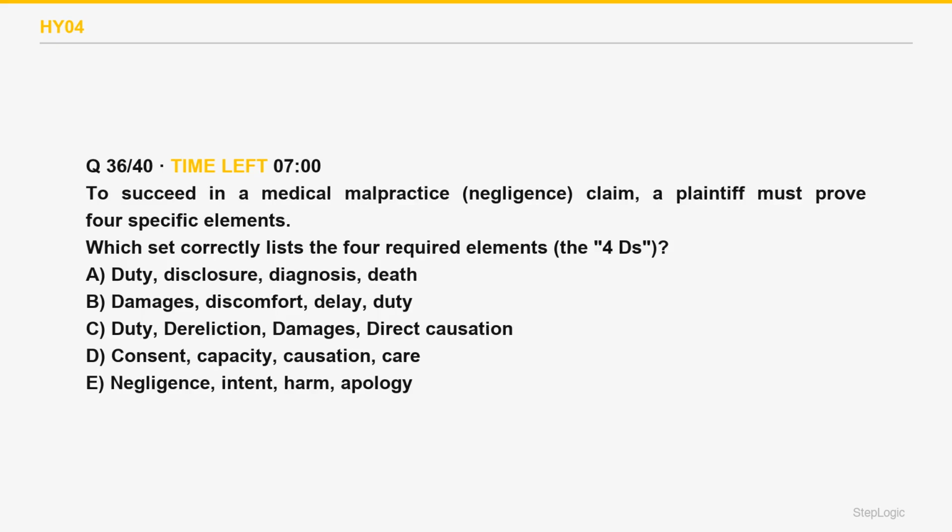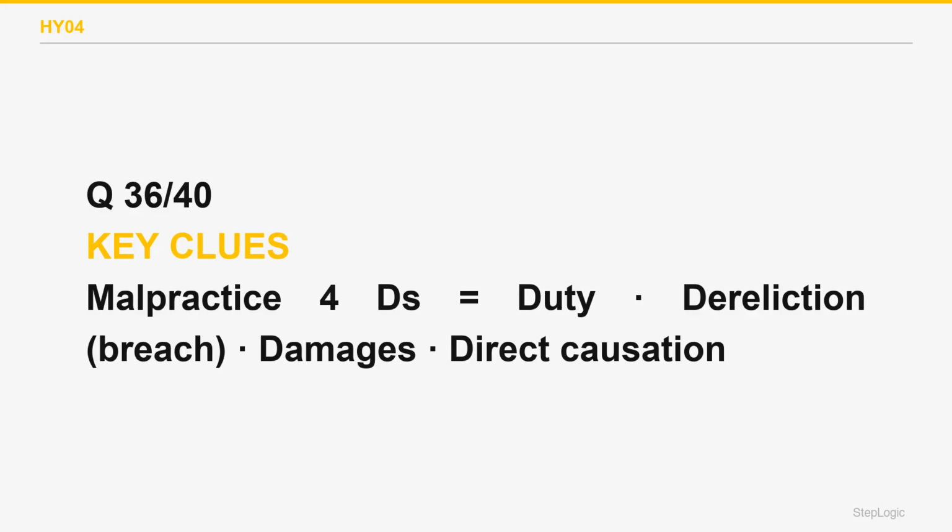Which set correctly lists the 4 required elements, the 4 Ds? To succeed in a medical malpractice negligence claim, a plaintiff must prove 4 specific elements. Read the command. The 4 elements of malpractice: duty, dereliction, damages, direct cause. Medical malpractice is a form of negligence, and the plaintiff must prove all 4 Ds.